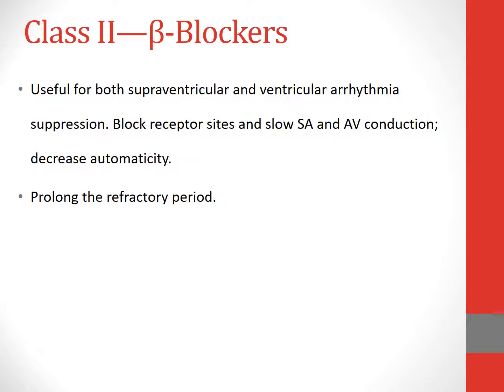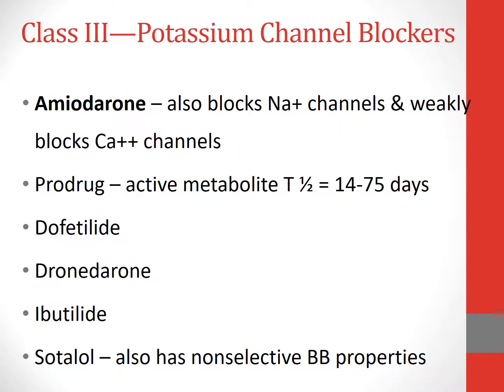Our beta blockers are a class 2 antiarrhythmic. We use them for supraventricular and ventricular. What they do is they slow AV and SA conduction by blocking those receptor sites. They decrease automaticity and they prolong the refractory period. There is a list for you of some of them. Class 3 acts on the potassium channel. So class 2 isn't so much a channel. Those are our beta blockers. That's going to be more blocking off sympathetic stimulation, which increases it. So by blocking it, we're going to slow it down.